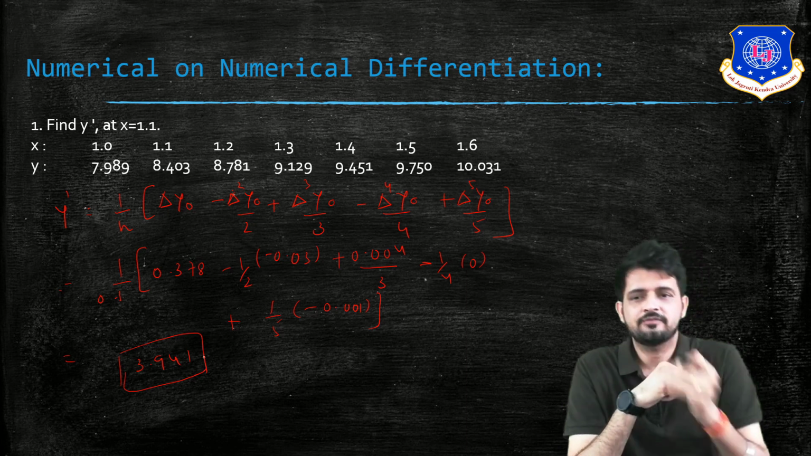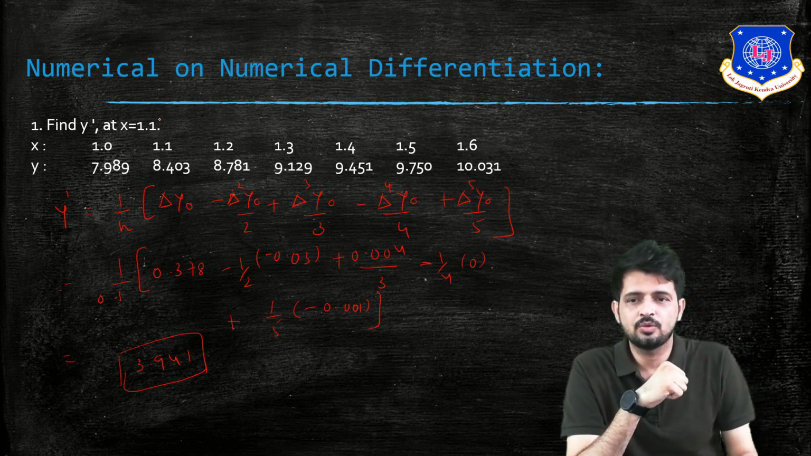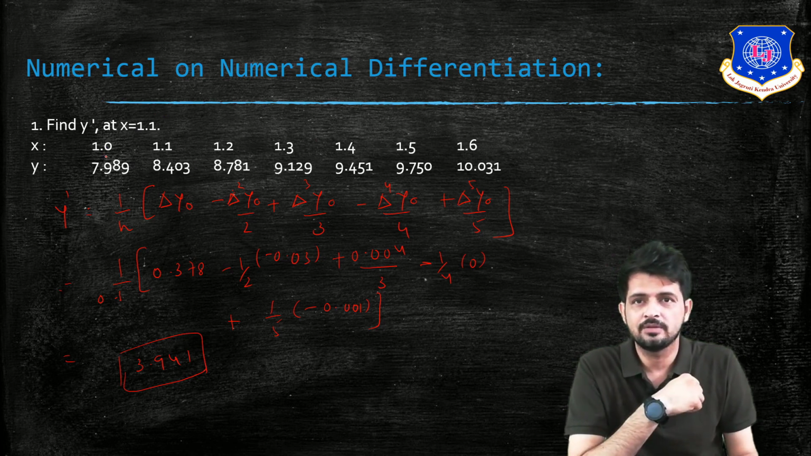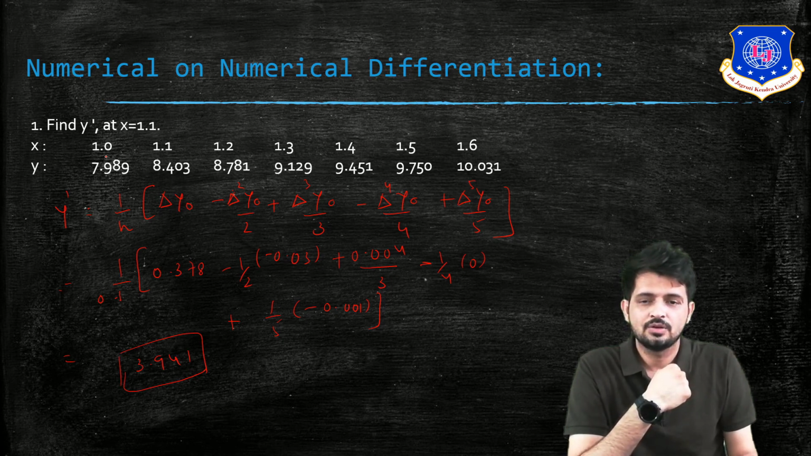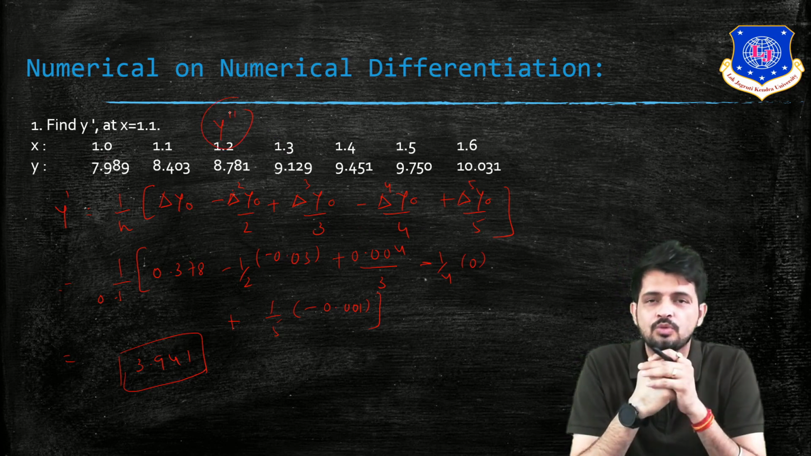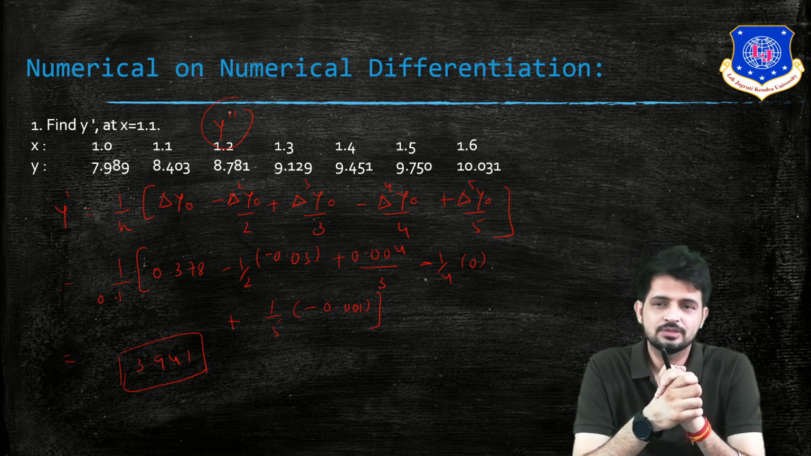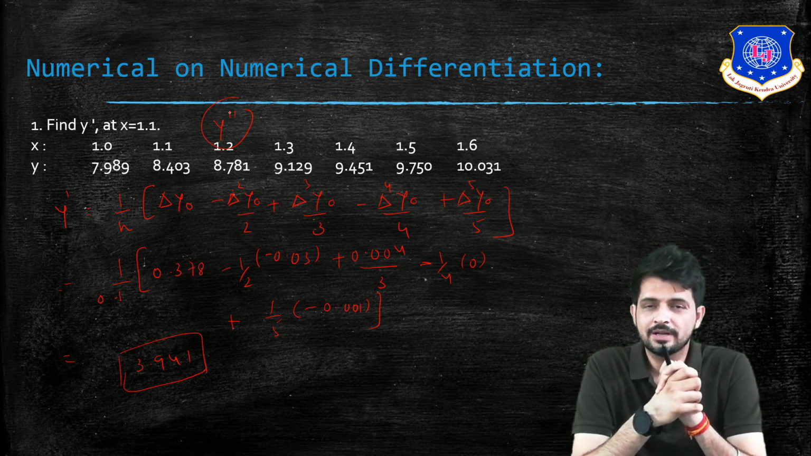What if instead of 1.1 any another value is given, or 1.0 is given? Then we have to take the first value of the table. Okay, and what about if y double dash is asked? Then you have to apply the formula of y double dash. Okay, see, in this way you can solve the numericals on the basis of numerical differentiation.